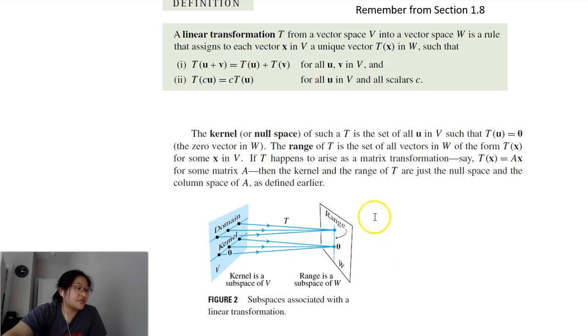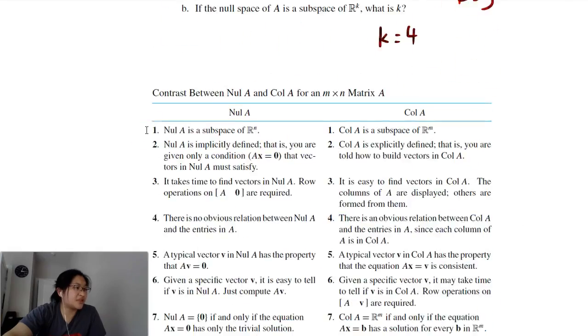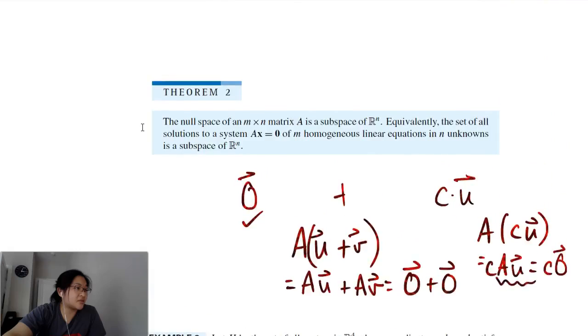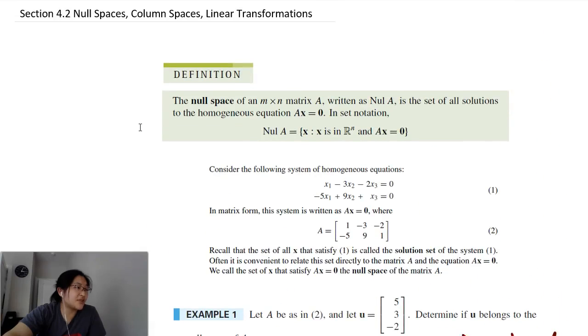If T is a matrix transformation, then the kernel and the range of T are the null space and the column space of A. So kernel is null space, range is column space. Alright, that about does it. We looked at column space and null space. We did a lot of computation. We let MATLAB do it for us, and there we are. Alright, bye.